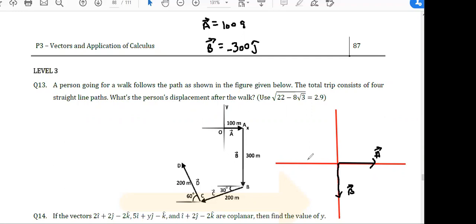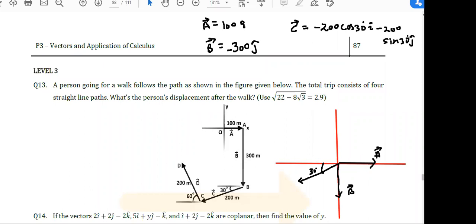Now, when we talk about vector C, see, this is vector C, which is making 30 degree with x-axis. So we know how to resolve a vector. Vector C is in which quadrant? Third quadrant, yes or no? In third quadrant, both x component and y component are negative. So it will be minus, the magnitude is 200, so it will be 200 cos 30 degree i cap minus 200 sine 30 degree j cap. Yes or no? Tell me.